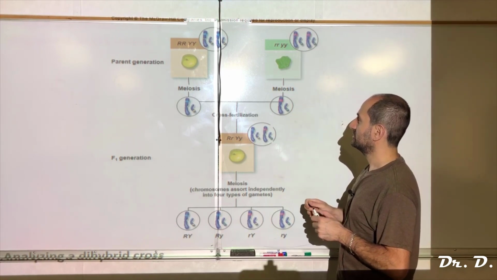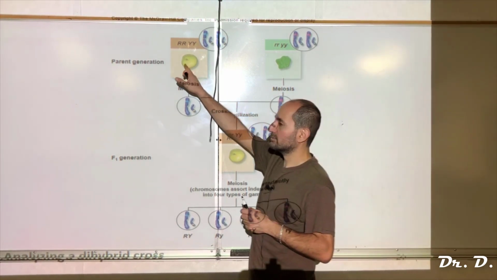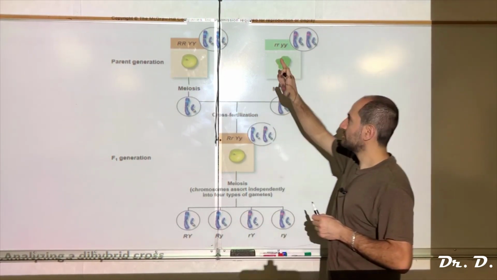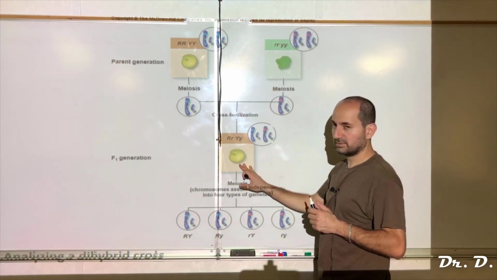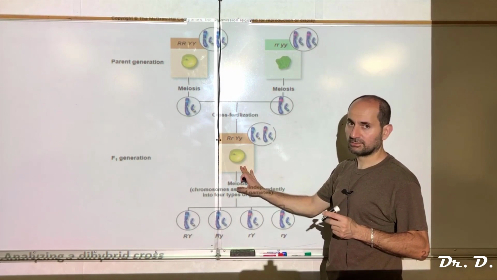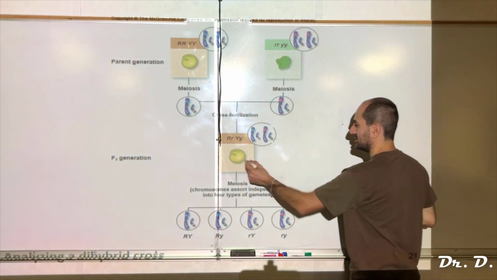All right, so when you take the true breeder round yellow and the true breeder wrinkly green, what did Mendel see in the F1 generation? That's right, look at this.